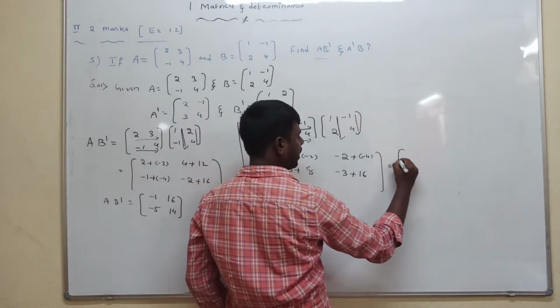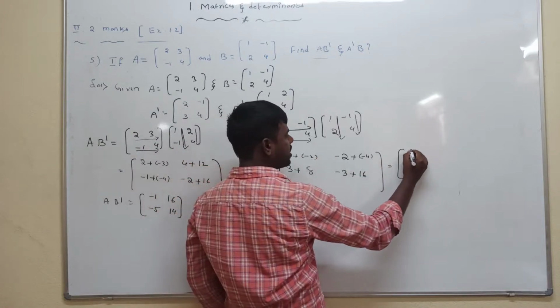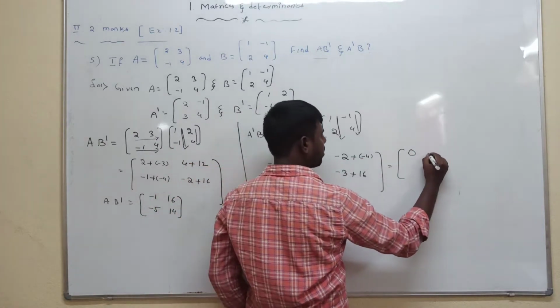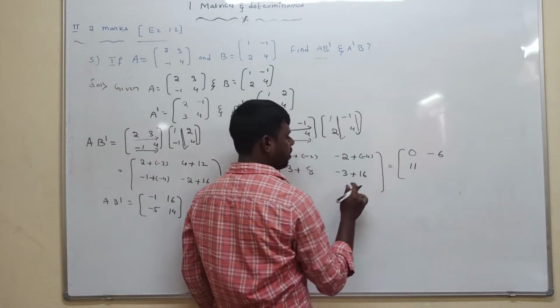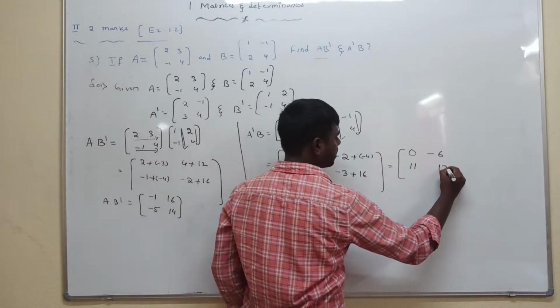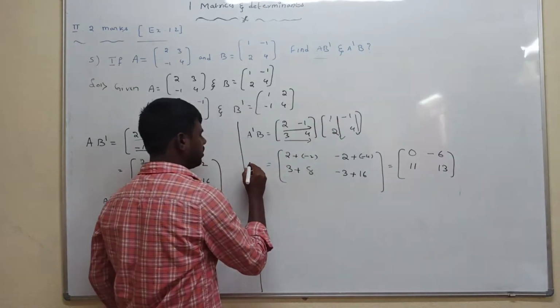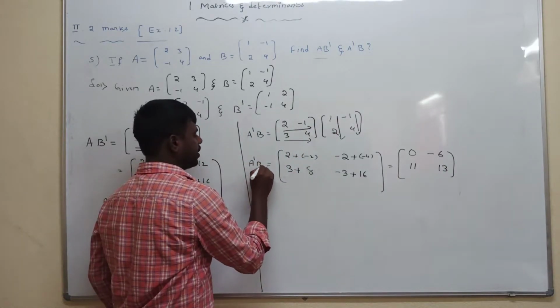Finally the answer is: 2 minus 2, that value is 0; minus 2 minus 4, that value is minus 6; 3 plus 8, that value is 11; minus 3 plus 16, that value is 13. This is the required solution for transpose of A into B.